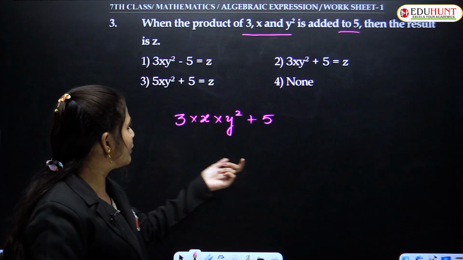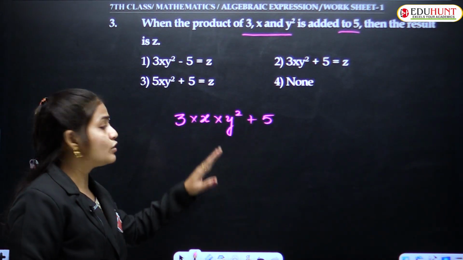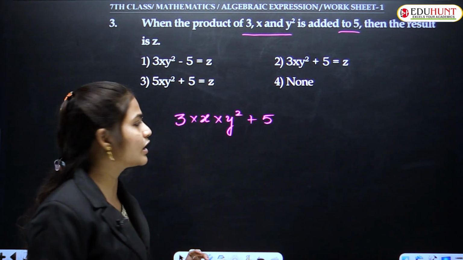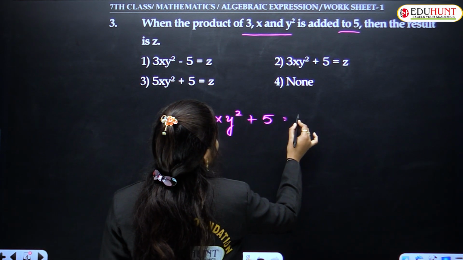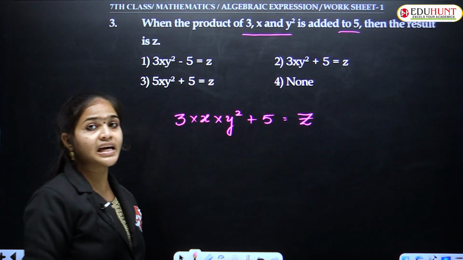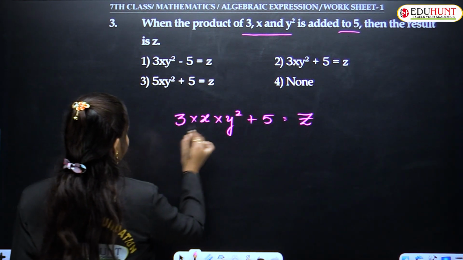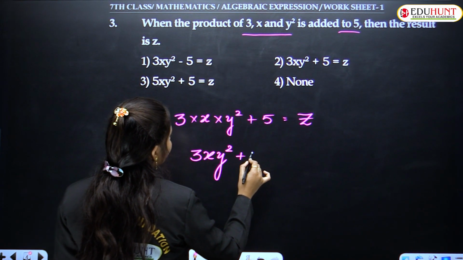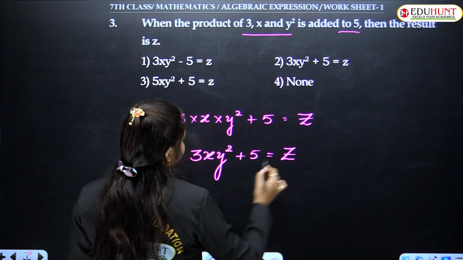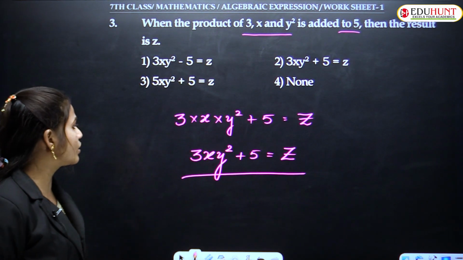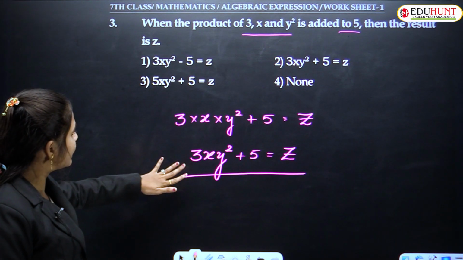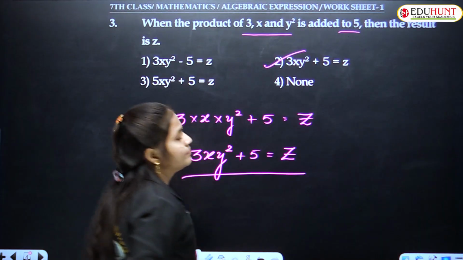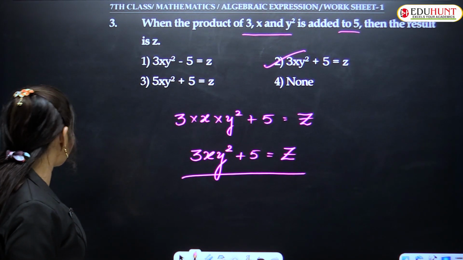Okay, no problem to write it either way: 5 plus 3xy square, or 3xy square plus 5. There is no change in that. The resultant is z. Now, simplify this. 3 into x into y square is 3xy square plus 5, which equals z. This is the given expression. As per the sentence, the expression is 3xy square plus 5 equals z. So the second option is correct here.